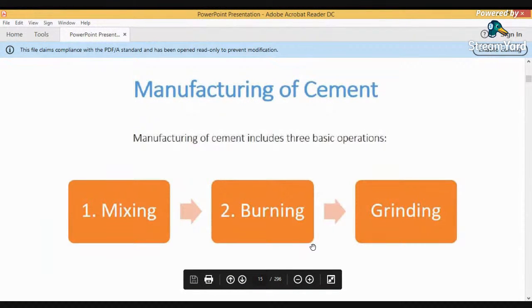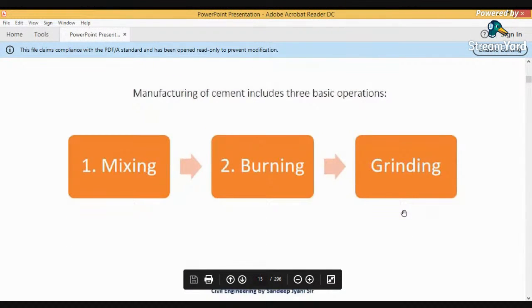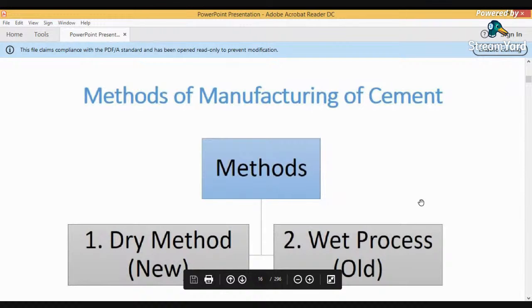Then we discuss the manufacturing of cement. There are two processes, as I told you: one is the dry method, the second is the wet process. The dry method is a recent method, and the wet process is a traditional method. In the dry method we are not using any water during manufacture of the cement, but in the wet process we add water to make the cement slurry.